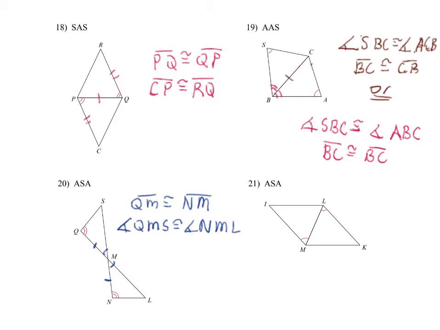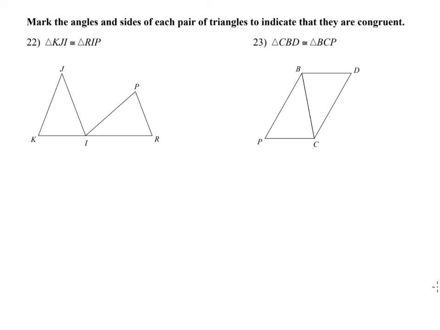And for 21, angle, angle, angle, side, angle, I need the side, and then I need another angle. So let's get ML congruent to LM. Then I need angle KML congruent to angle ILM, and then I'd have angle side angle.